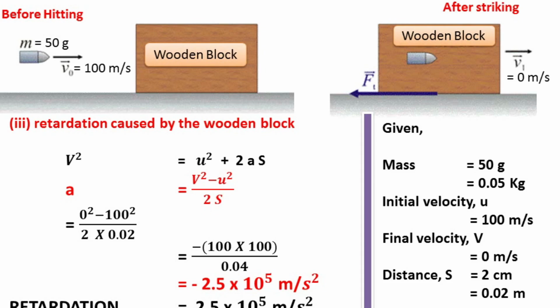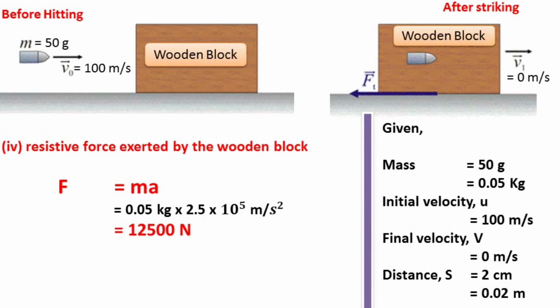meter per second square. Now the fourth part, resistive force exerted by the wooden block. We know force is equal to mass into acceleration. F is equal to m into a. Substituting the values, 0.05 kg multiplied by 2.5 into 10 raised to power 5 meter per second square. So we get F is equal to 12,500 Newton. So resistive force exerted by wooden block is equal to 12,500 Newton.